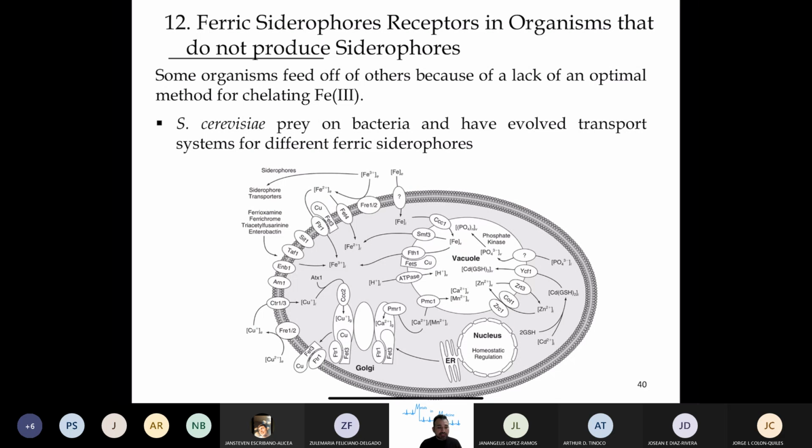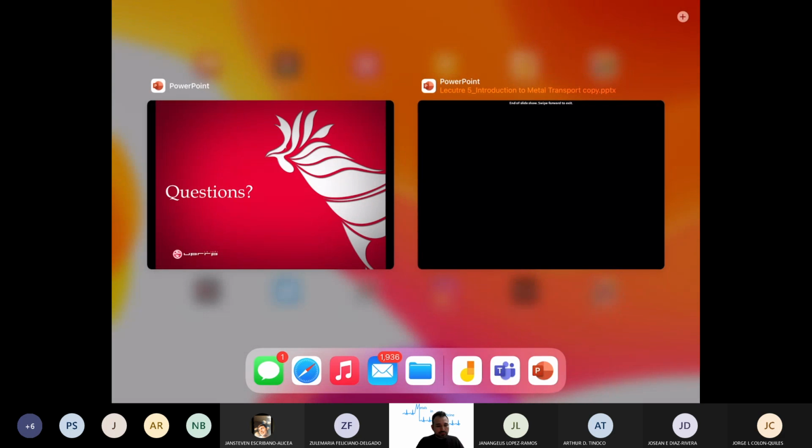An example of this is a yeast, this particular yeast here. What it does is it basically will prey on bacteria and take advantage of their ferric siderophores in order to then exploit the iron that they have. This is a depiction of having a siderophore transporter in order to facilitate the movement of iron so that they're able to use it. Okay, so that just gives us an idea about how you can take advantage of the use of a small molecule in order to mobilize a metal. All right, let's go on.